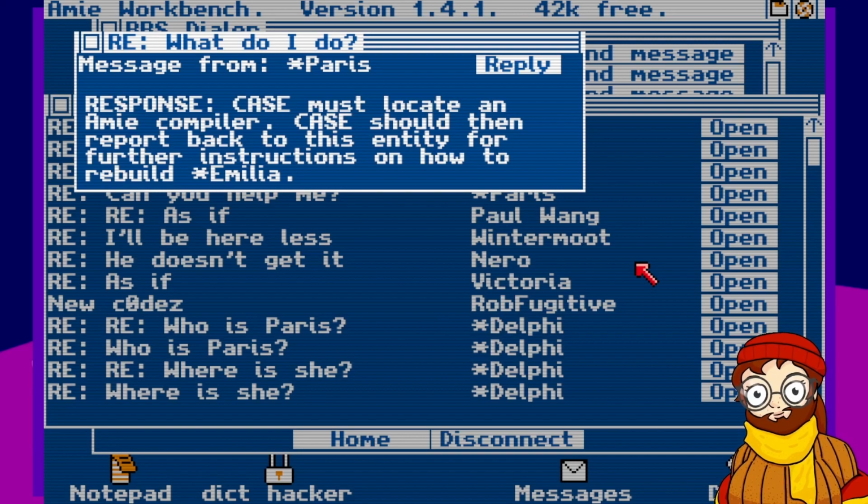Case should then report back to this entity for further instructions on how to rebuild Amelia.